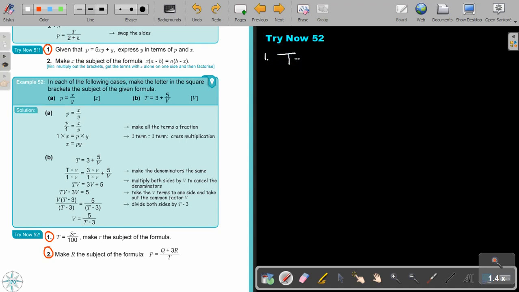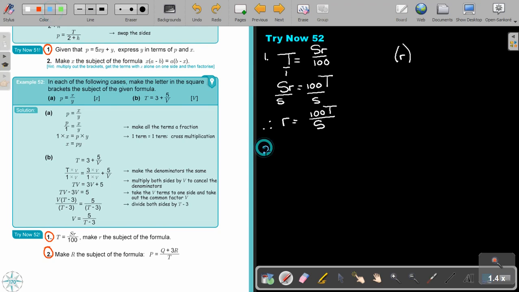So T is equal to SR over 100. And who must become the subject? R. Now again, I put it over 1 and I cross multiply because it's 1 term equals 1 term. So it's SR equals 100T. And then I just divide by S on both sides. So therefore, R will be 100T over S. And make it a capital. It was a capital. Okay. Then number 2.